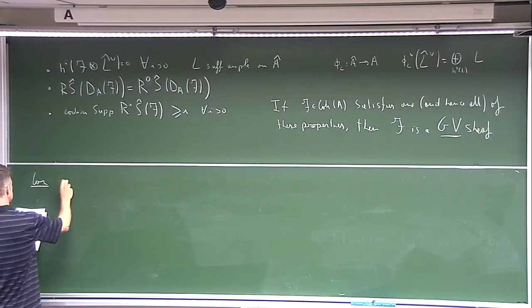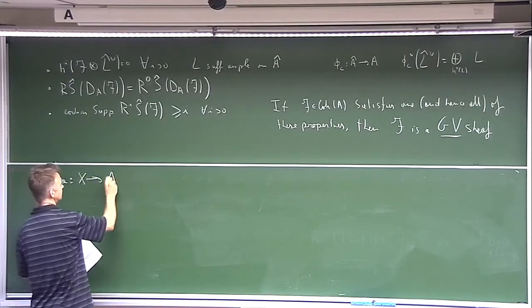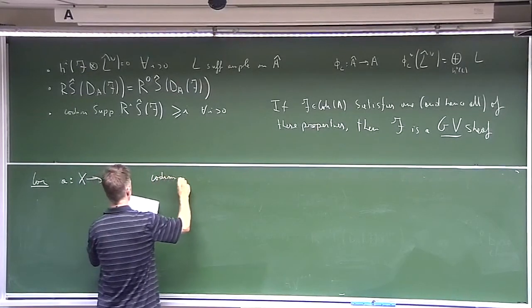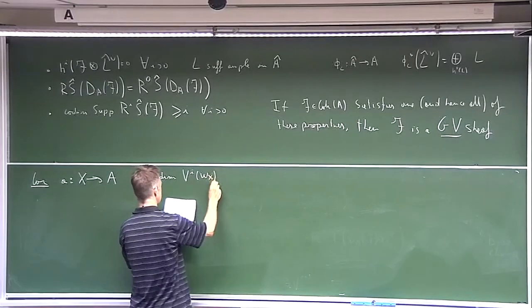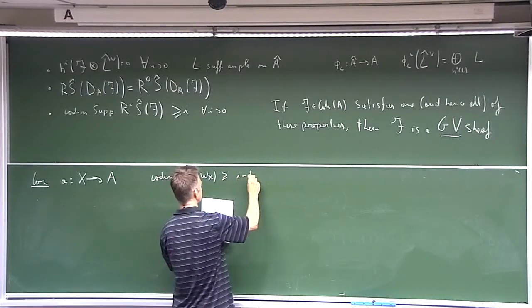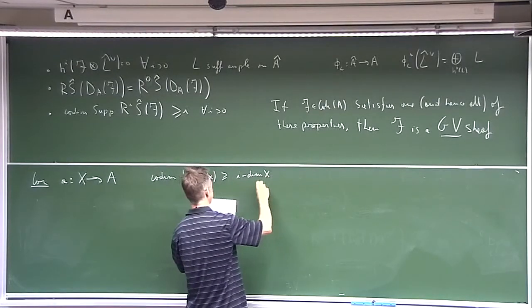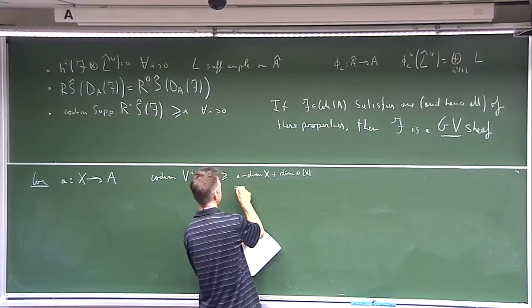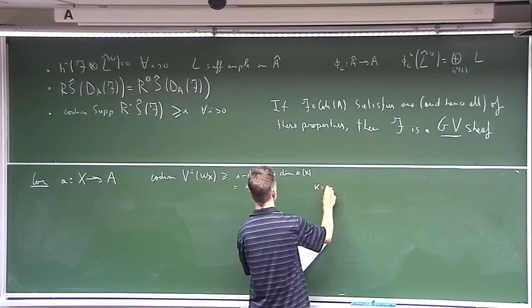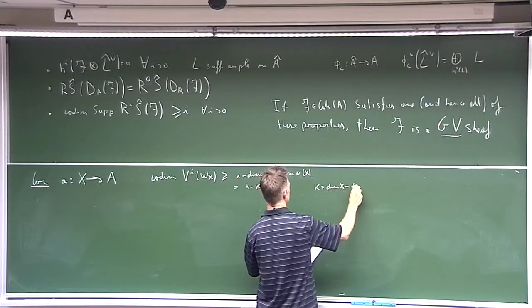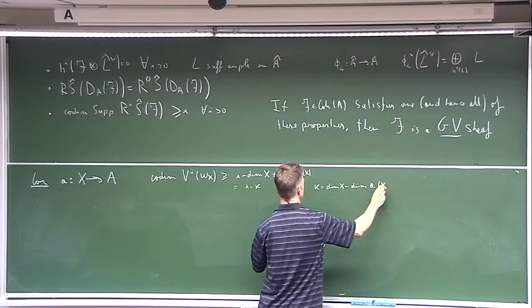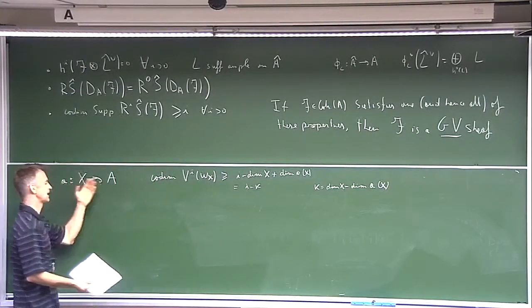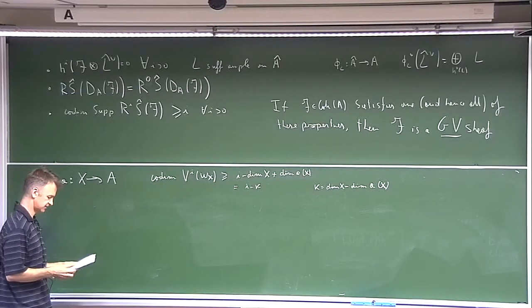Here's a corollary. So we have a map from X to A, just as before. Then I claim that the codimension of the loci V^i of omega X is at least i minus the dimension of X plus the dimension of A of X. Or in other words, maybe it's better to write it as i minus k, where k is the dimension of X minus the dimension of A of X. So this is the dimension of the general fiber of the Albanese map. If this were the Albanese, it could be any map to an abelian variety, but the typical situation you're interested in is the Albanese.